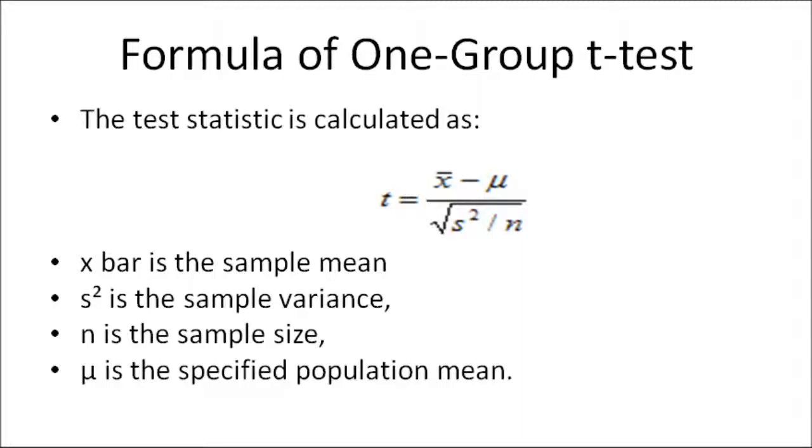Where x bar is the sample mean, s squared is the sample variance, n is the sample size, mu is the specified population mean, and t is a Student t-quantile with n-1 degrees of freedom. Alternatively, this formula asks you to take the mean and subtract the population mean from it, and then divide the answer by the standard error of the mean. The standard error of the mean equals the standard deviation divided by the square root of the sample size.